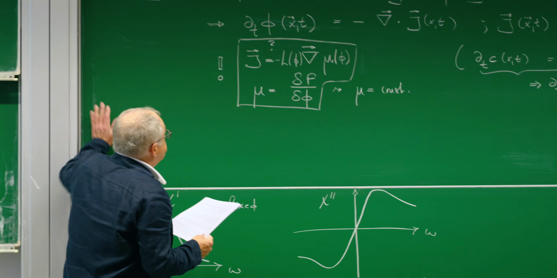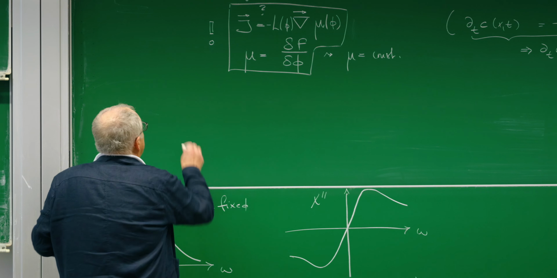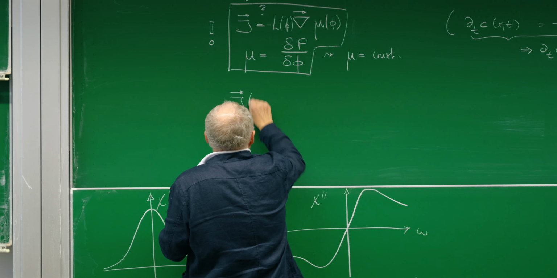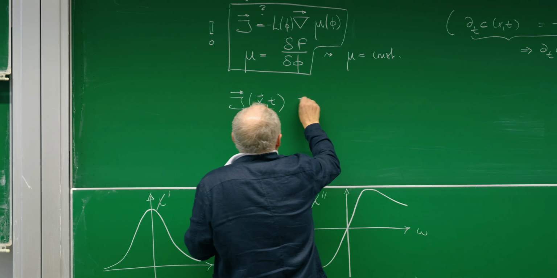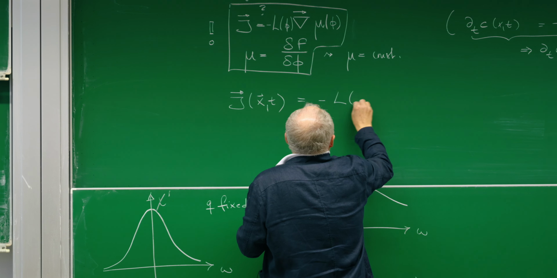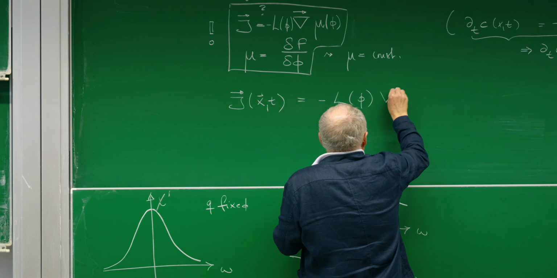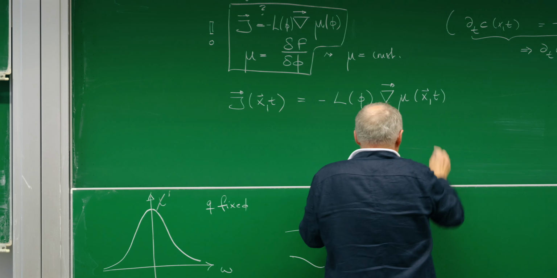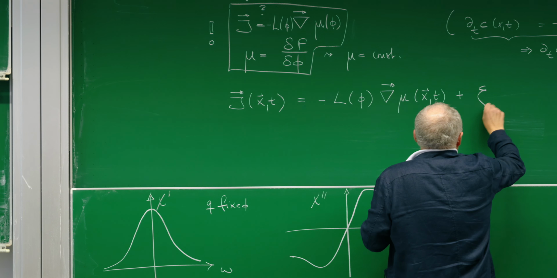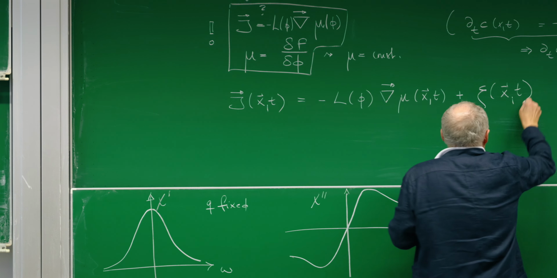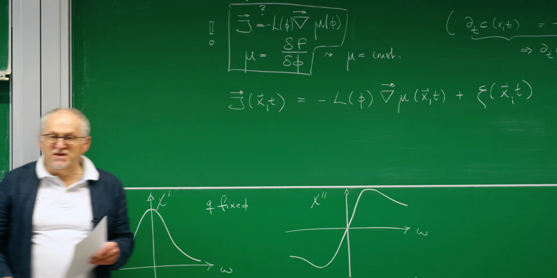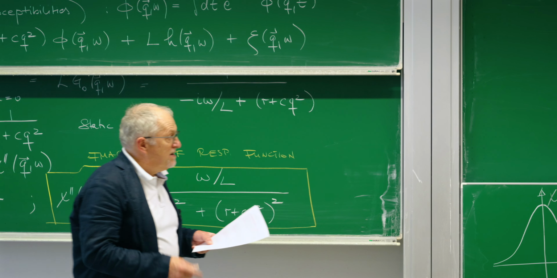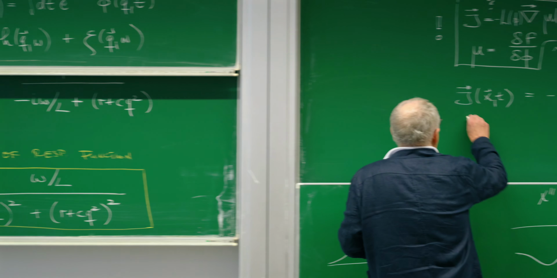So model B in total is then what I have on the board. Let me write it out again. The current J of x and t is minus a kinetic coefficient times the gradient of mu, which also depends on space and time. And something that I need to account for as well is that this system, as all the other systems, has some kind of noise that drives the system back to thermodynamic equilibrium. And I need to calculate the noise.